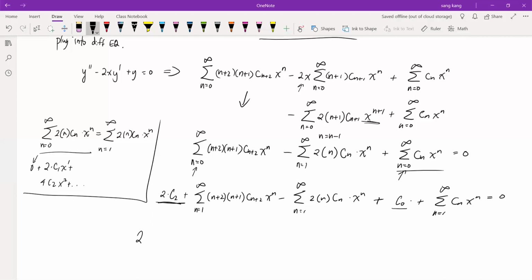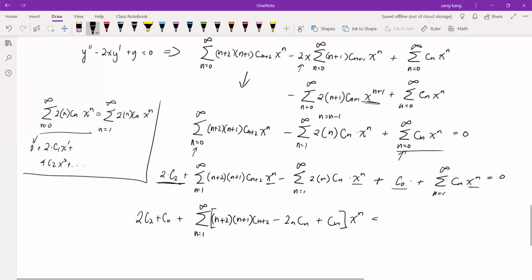So I'll have 2c2 plus c0 plus the sum of (n plus 2)(n plus 1) c_(n+2). I'm going to factor out this x to the n out of all of them and keep it on the outside. So I'll have minus 2n c_n plus c_n, and then I can factor out x to the n. And these all share a common starting index. So now this is still equal to 0.